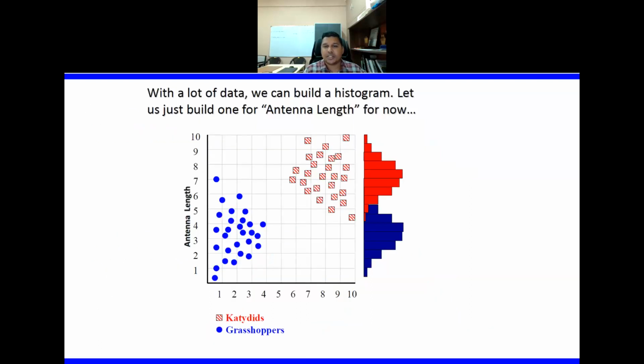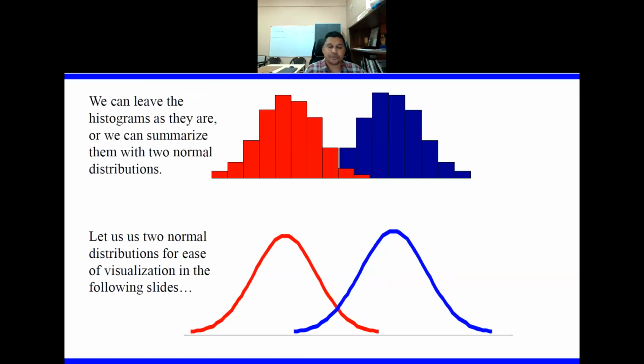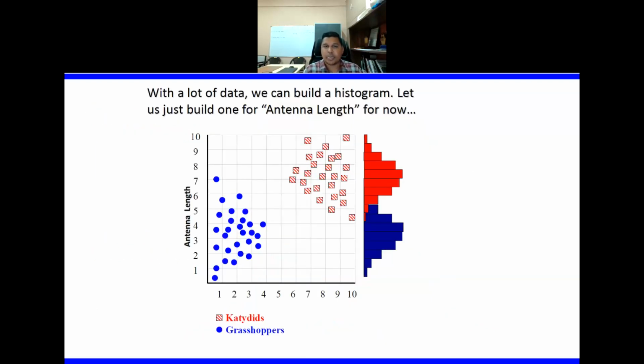What does red represent? This is about the katydids. This is about the grasshoppers. So the katydids data is something like this, and the grasshoppers data is something like this. Okay, so we can see two normal distributions. It means for katydids, the antenna length and the abdomen length are high, whereas for grasshoppers, they are low.